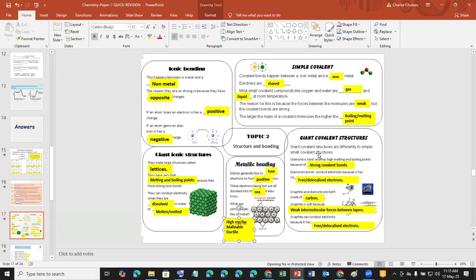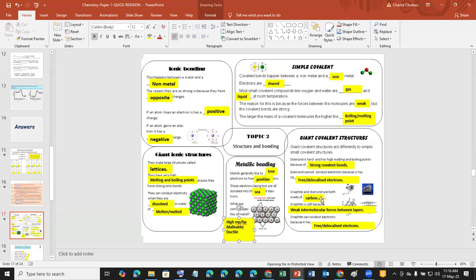Let's look at covalent structures. Covalent structures act differently to simple, small covalent structures. So how do they act differently? Something like diamond is hard and has high melting and boiling points, as if it's a metal, but it's not, because of strong covalent bonds. And the forces between the molecules are strong too. Diamond cannot conduct electricity because it has no free, I think we said this, no free or delocalized electrons.